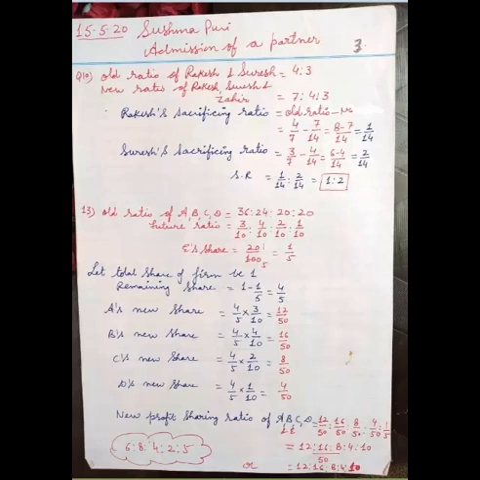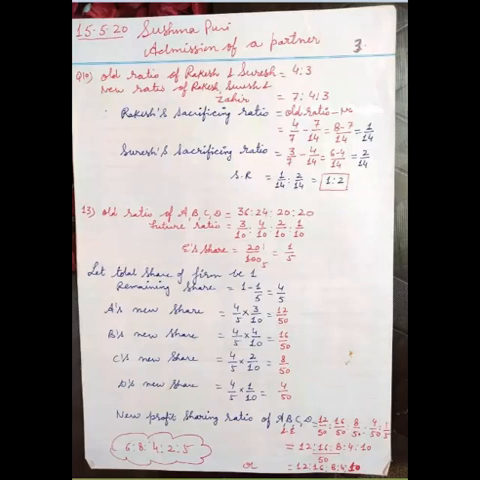So I'm repeating, beta. Old ratio of A, B, C, D is equal to 36:24:20:20. Future ratio is equal to 3/10, 4/10, 2/10, and 1/10. Each share is equal to 20%. Can we write 20/100 is equal to 1/5? So each share is equal to 1/5. Let the total share of the firm be 1. Remaining share is equal to 1 minus 1/5, which is 4/5.